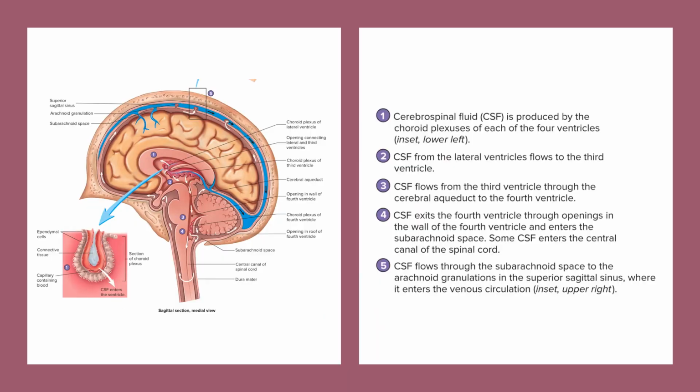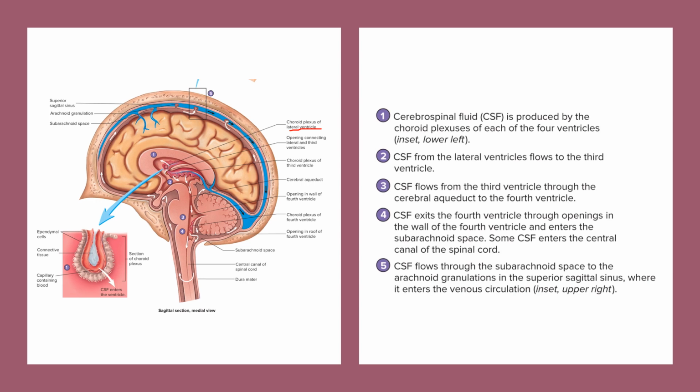So this is actually how your spinal fluid is being produced. So first, you have your CSF, which is produced by the choroid plexuses of each of the 4 ventricles. So here, you will see the choroid plexus of your ventricles. Okay. So in your ventricle, the CSF from the lateral ventricles flows to the 3rd ventricle. So this part. So it flows outward.